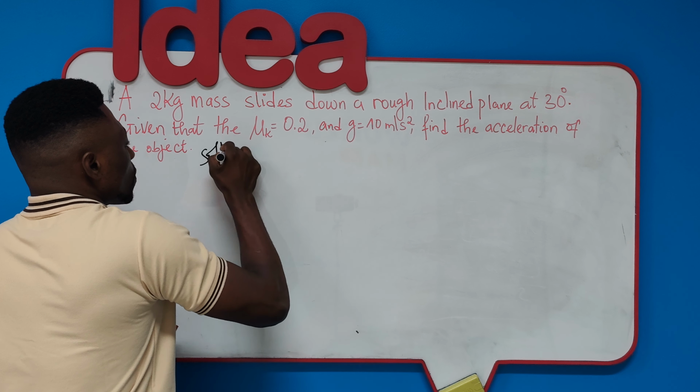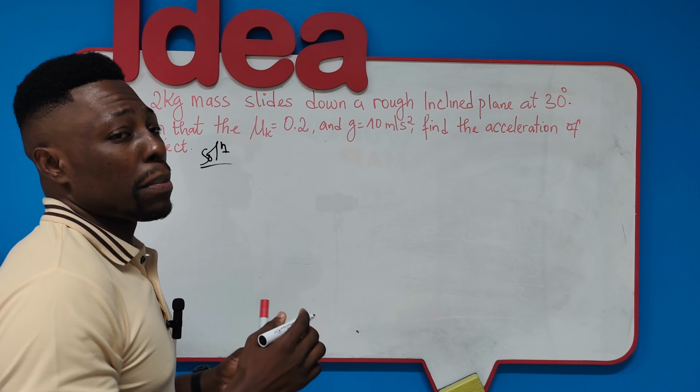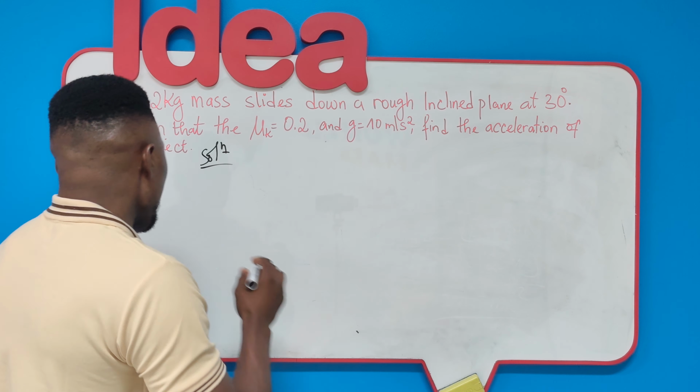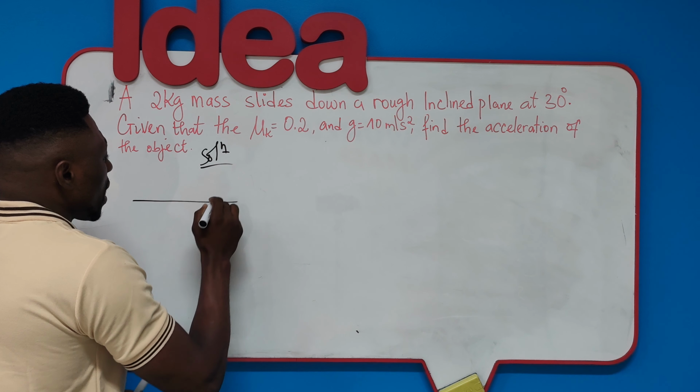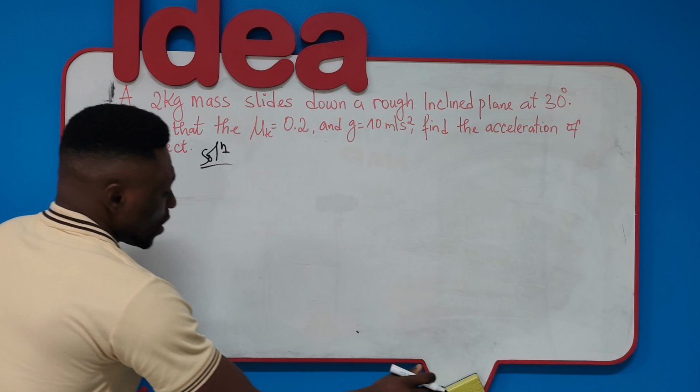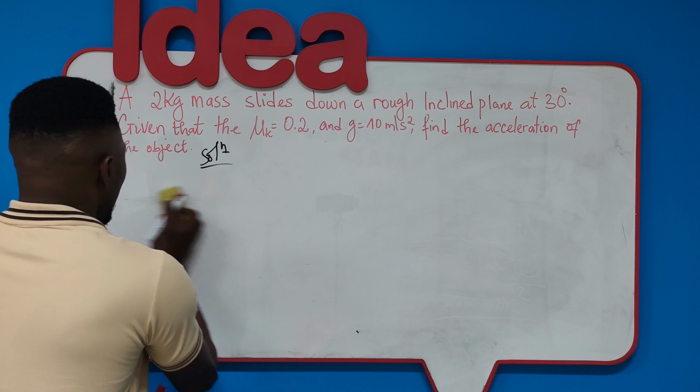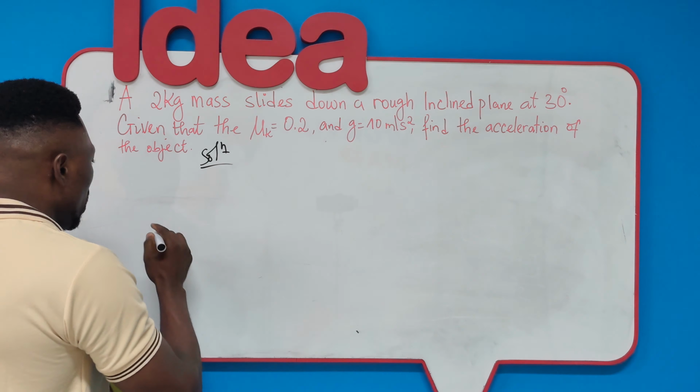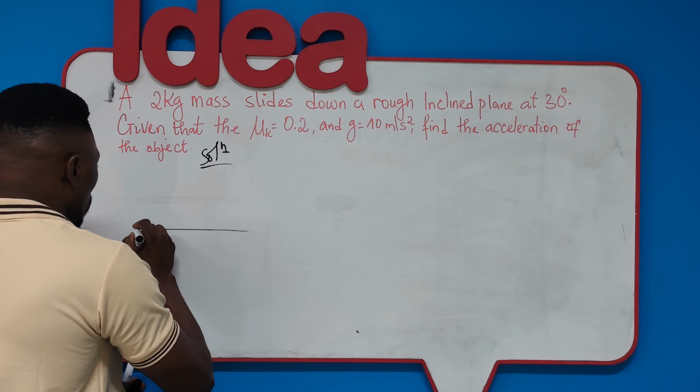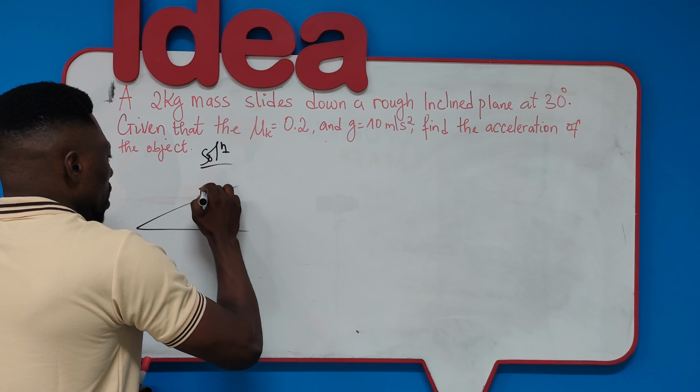Solution. For such problems, it's good to begin by drawing what we call a free body diagram, because free body diagrams help you to easily visualize what's going on. It helps you to materialize the motion which is taking place. All right, so I'll do this very quickly here.